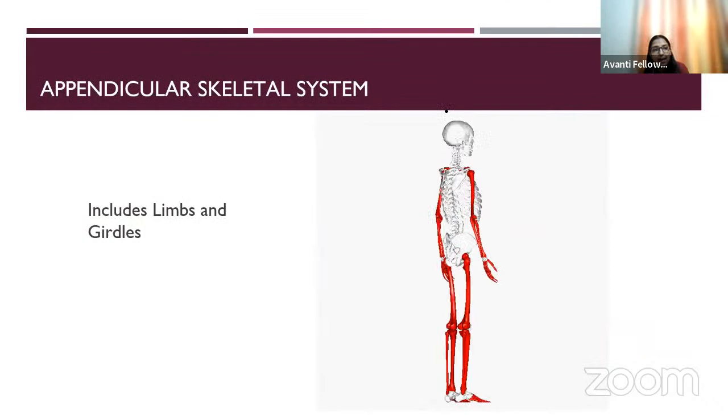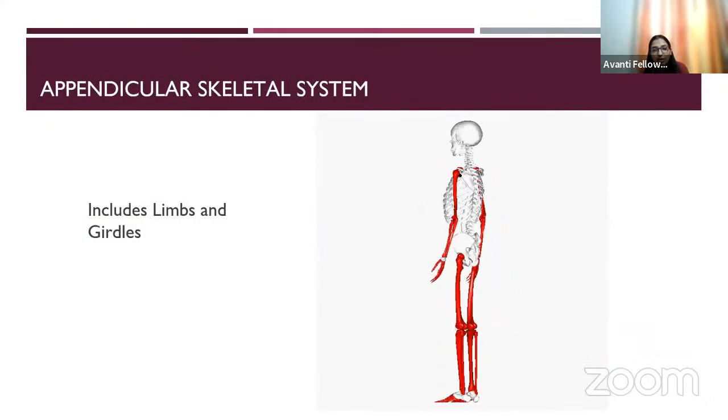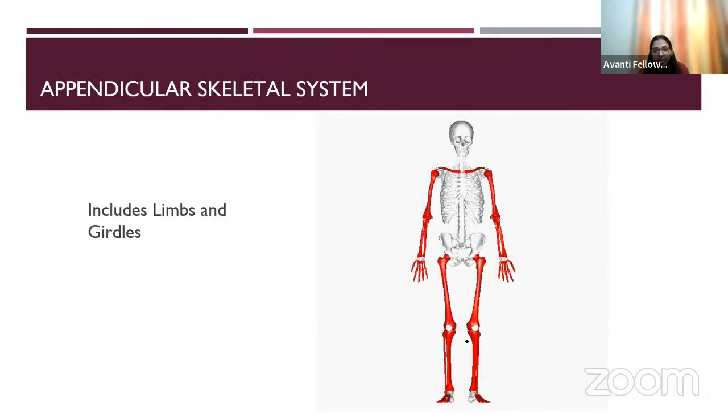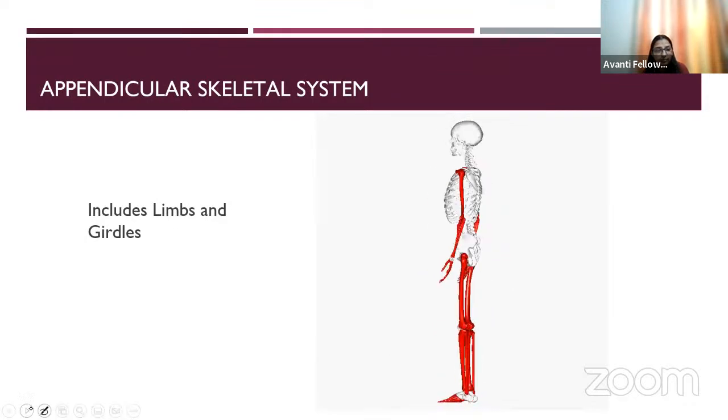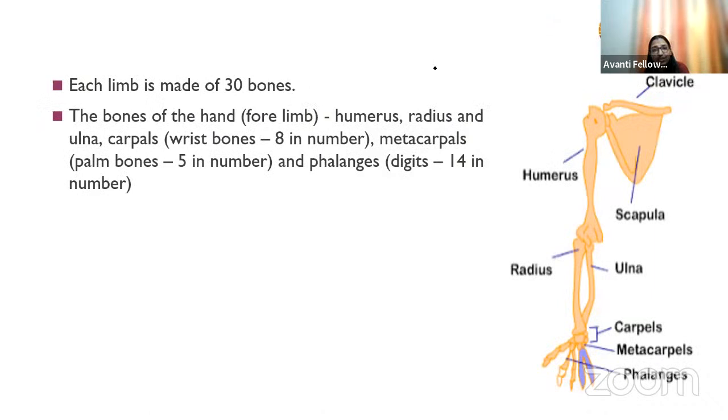Moving next is the appendicular system, which consists of forelimbs, hind limbs, and the girdles. Each forelimb consists of 30 bones. If I multiply by 2, that means it will be 60 bones. This is the upper part of the arm, and this is the lower part. The upper part consists of the humerus bone. The lower part consists of radius and ulna.